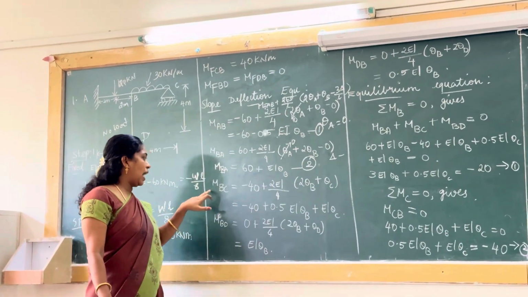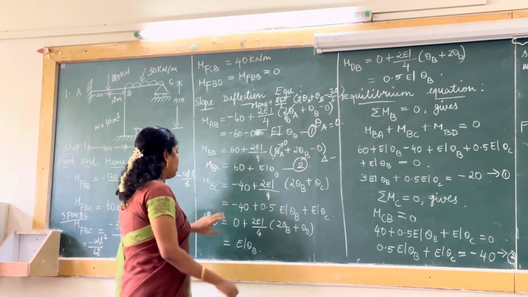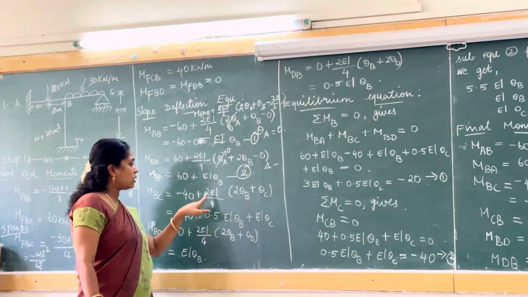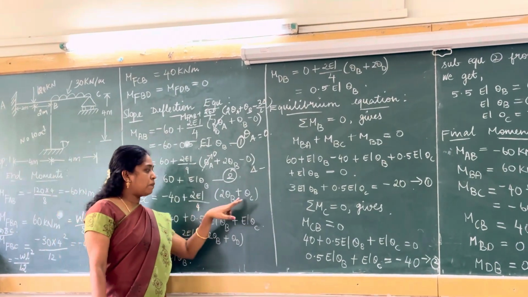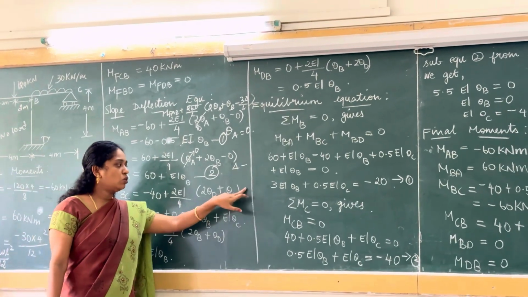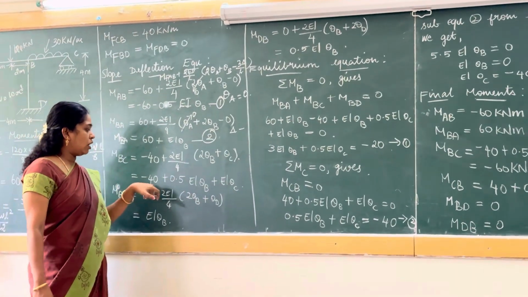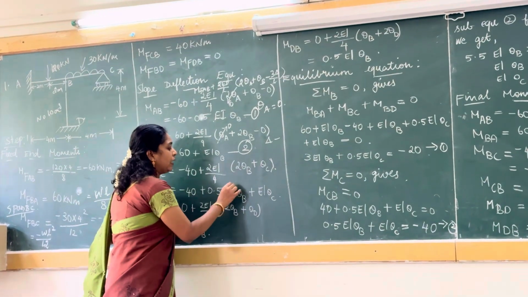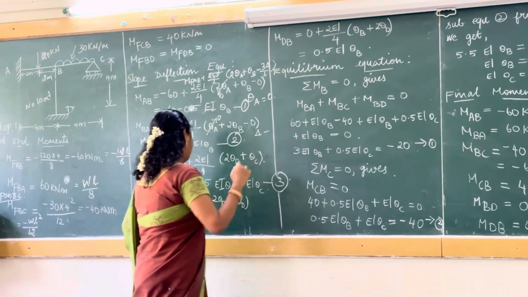Next we will calculate MBC, that means the BC span moment. We will substitute the fixed end moment of the BC span, that is minus 40, plus 2EI by L. L is 4 meter, into 2 theta B plus theta C minus 3 del by L. Here the del value is 0, so we are omitting that portion. We will substitute the values. We are getting the equation minus 40 plus EI theta B plus 0.5 EI theta C. We will consider this as the third equation.